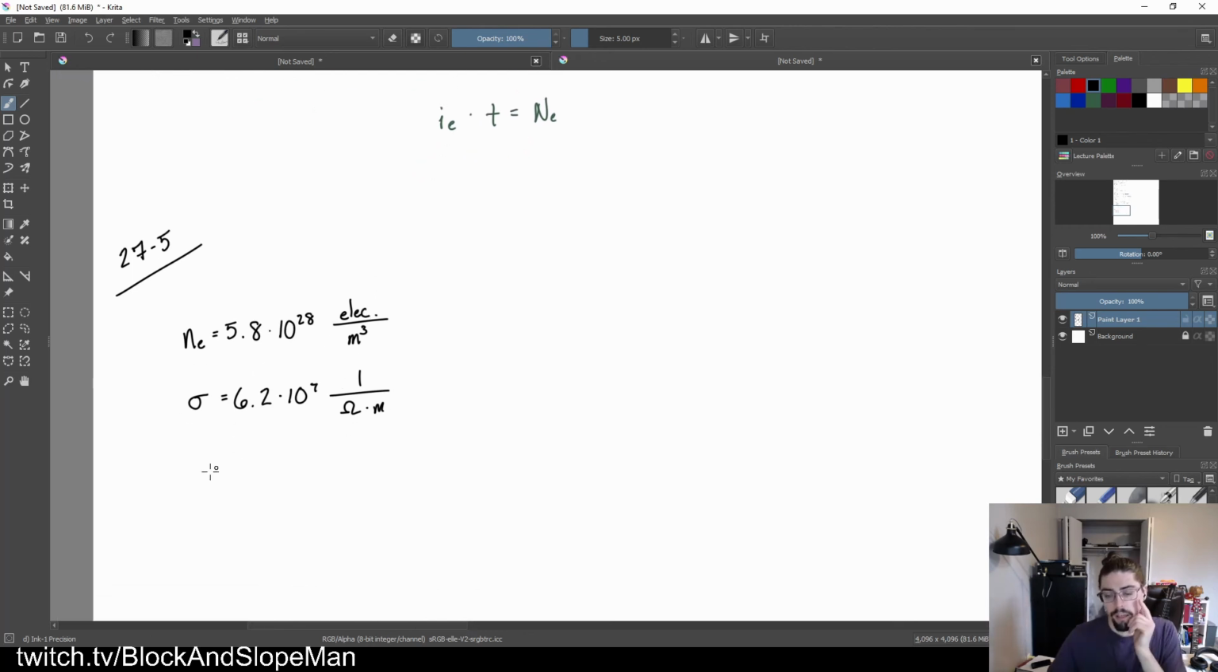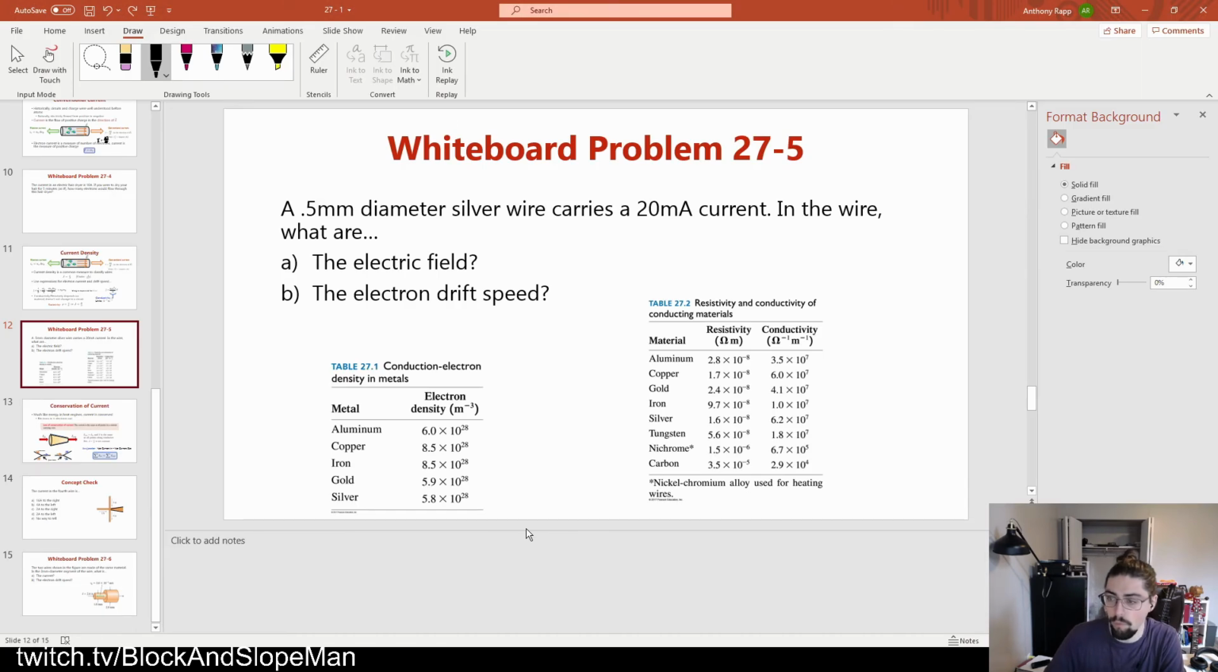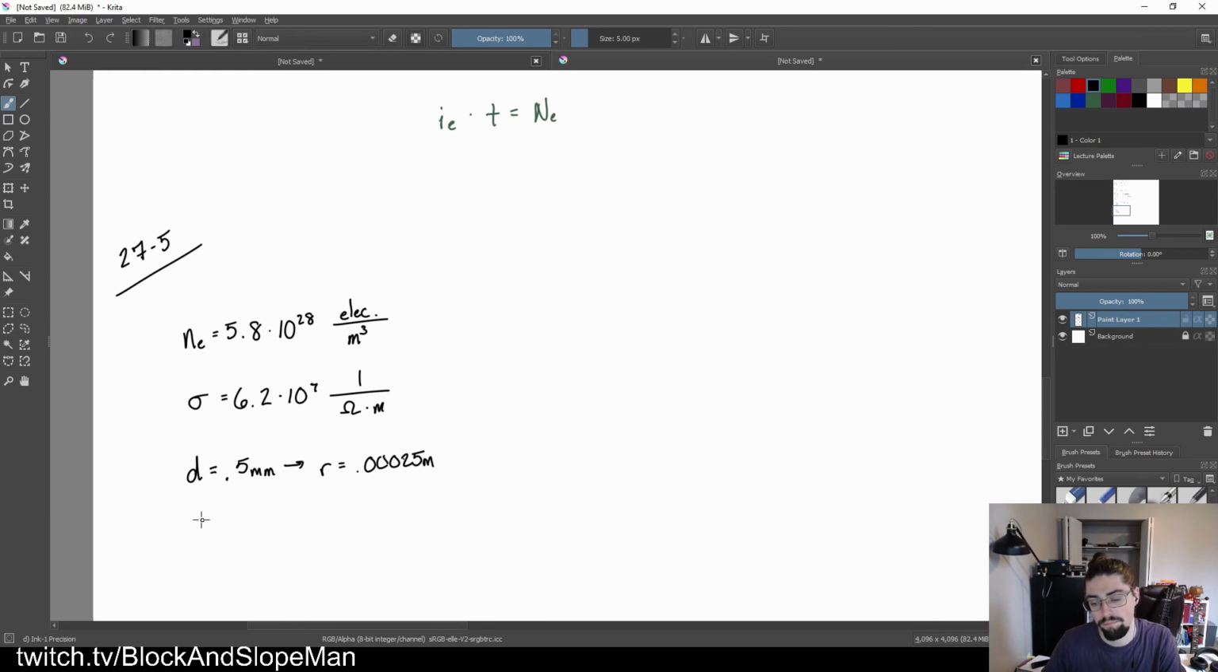Okay, the other things that we got is a diameter of 0.5 millimeters, and we just get smaller every single time, don't we? So let's convert that to a radius real quick. We've got 0.00025 meters. And lastly, we have that it is a 20 milliamp conventional current, which let's go ahead and rewrite immediately to 0.02 amps. Okay, a whole lot of information that we've got at this point.